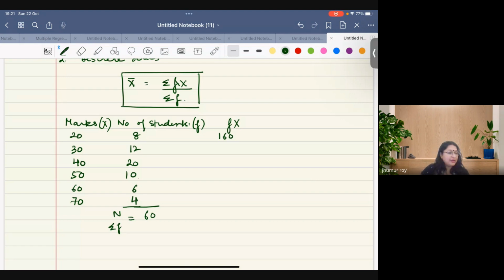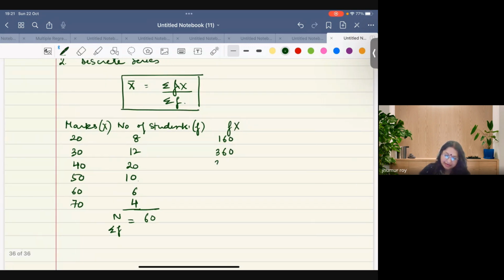Now calculate the fx value. That is 20 into 8, that is 160. 30 into 12, that is 360. Then 40 into 20, this is 800. Then 50 into 10, 500. Then 60 into 6, 360. And 70 into 4, this is 280. Add this and it will give you sigma fx. Please total this and tell me the value of sigma fx.